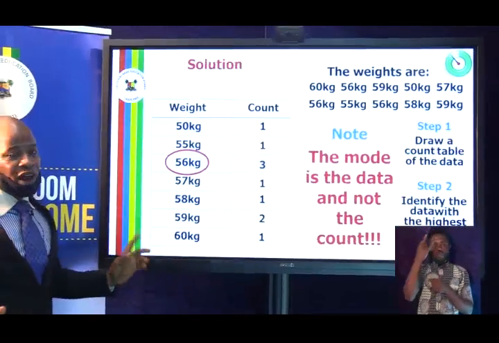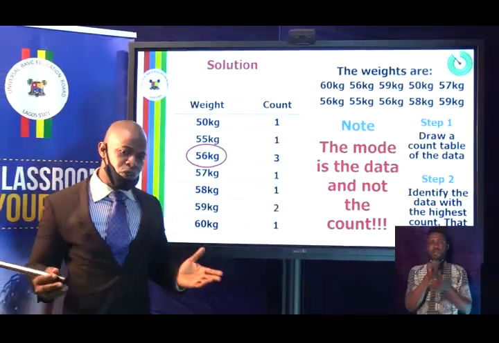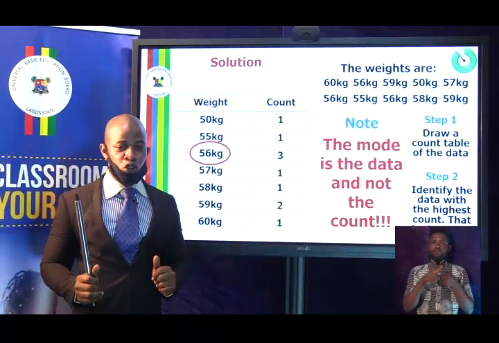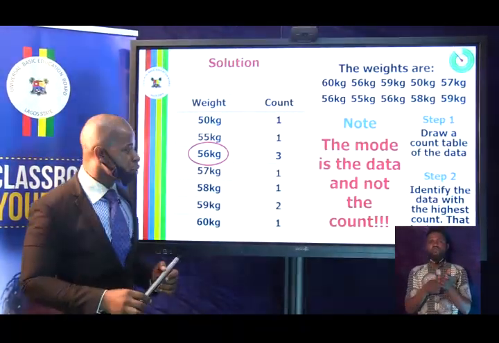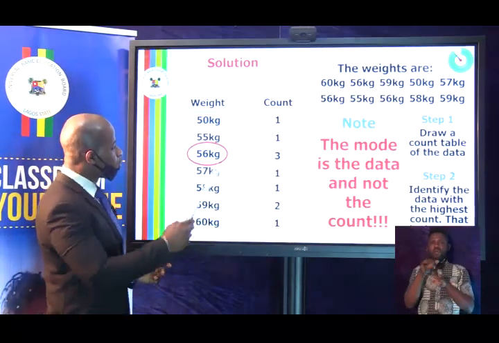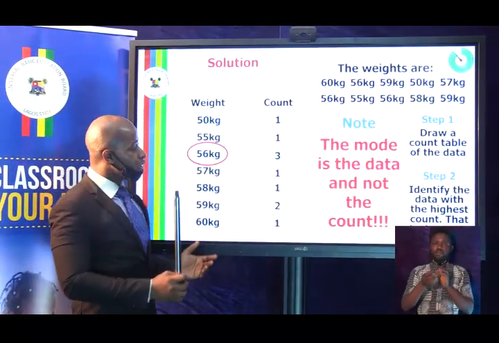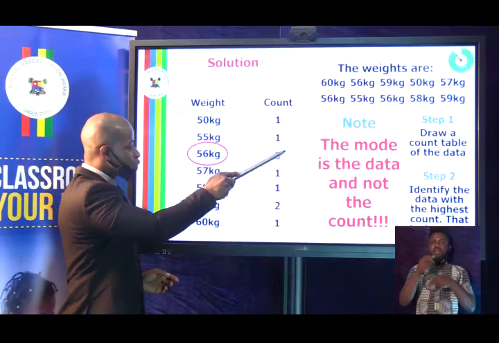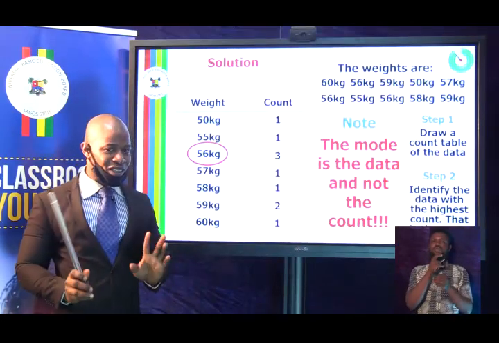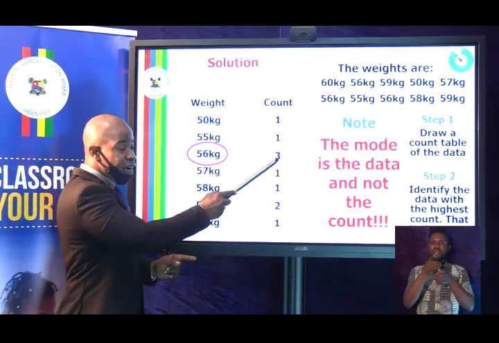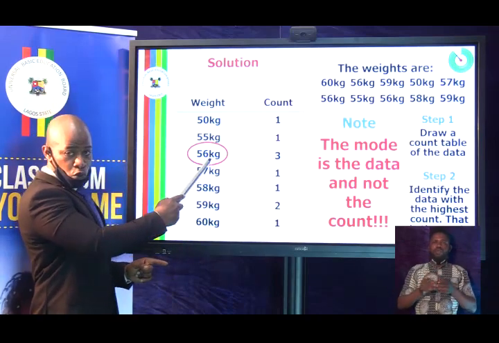But you need to note the fact that there is an error that pupils make in this regard, and I would not want you to make that error. What is the error? Sometimes pupils will look at the count, the frequency, and say, oh, this is the highest frequency, and so this is the mode. The mode is not the count. The mode is the data that corresponds to that count.